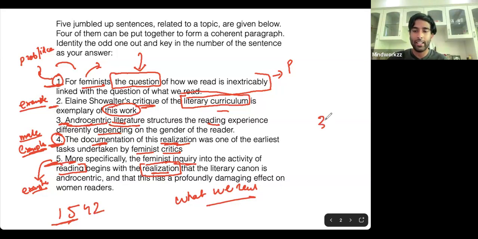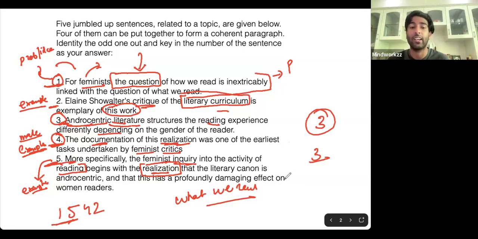And sentence number 3 is the odd one out, because sentence number 3 says androcentric literature structures the reading experience differently depending on the gender of the reader. Now, if you try to fit this sentence anywhere, let's say at the start, I'm assuming we have not yet found out that 1542 is the correct answer.